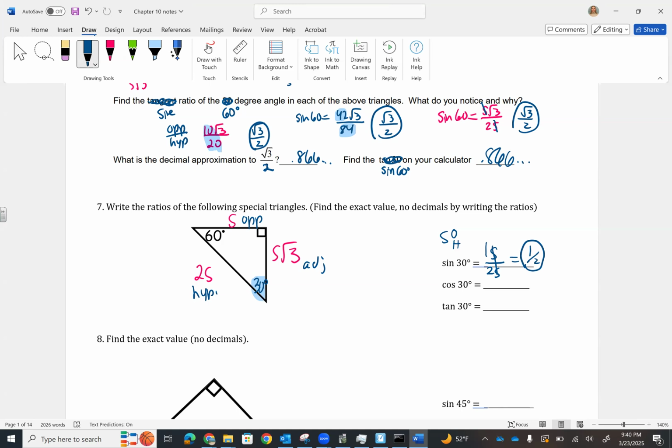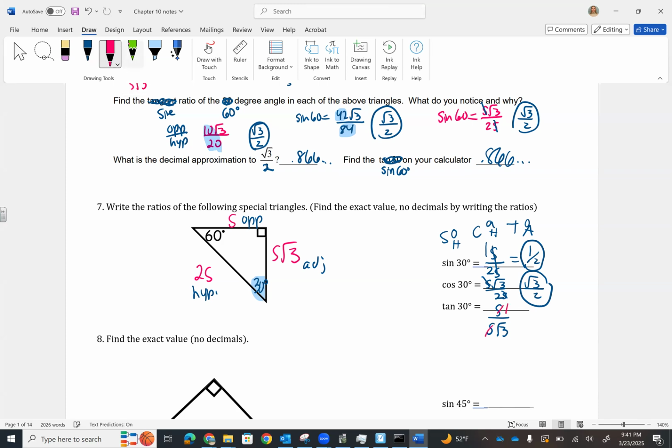The cosine from 30 degrees. Cosine is adjacent over hypotenuse, so that would be S root 3 over 2S, pardon me, the hypotenuse. The S's cancel out, and you get the square root of 3 over 2. If you asked your calculator what the cosine of 30 degrees is, it would give you a decimal, but I want the exact answer. And then tangent from 30 degrees, tangent is going to be opposite over adjacent. So the opposite leg is S, the adjacent is S root 3. Okay, so here's where we got to be a little tricky. We have to reduce and rationalize. So the S's cancel out.